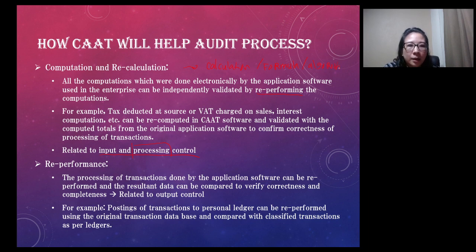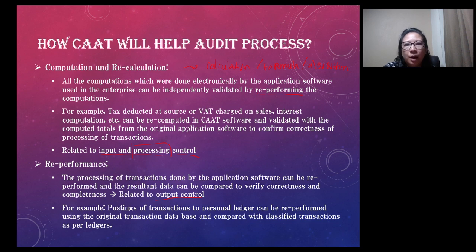But in the reperformance, the focus is actually more on the output control. So we want to know whether the software already can, what the report shows, what the output resulted by the application is, whether it is already the same as what we define or not.